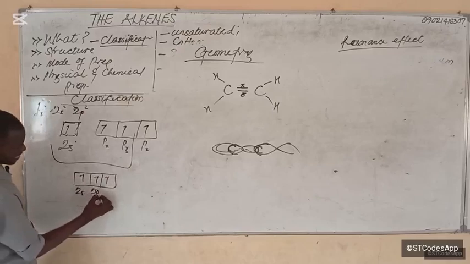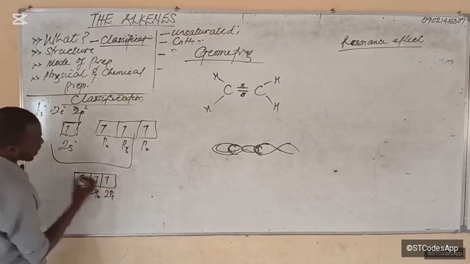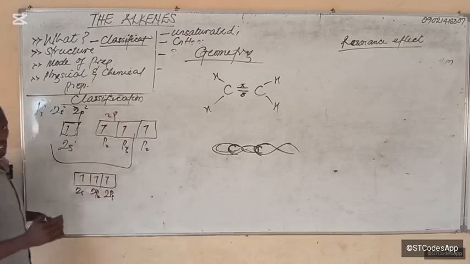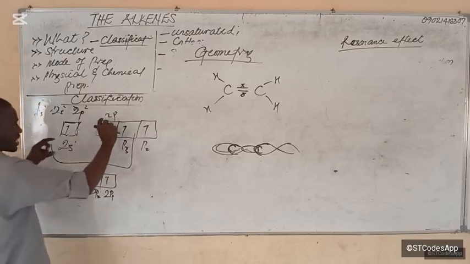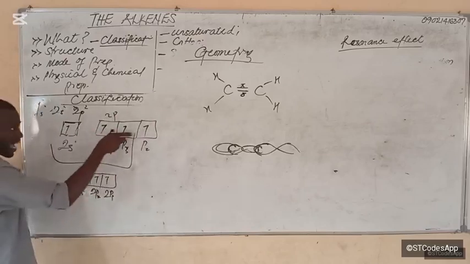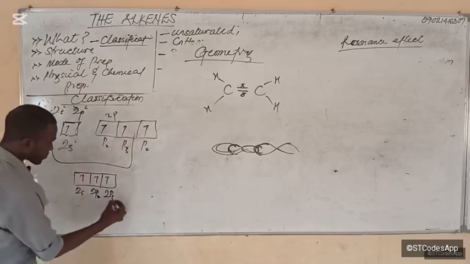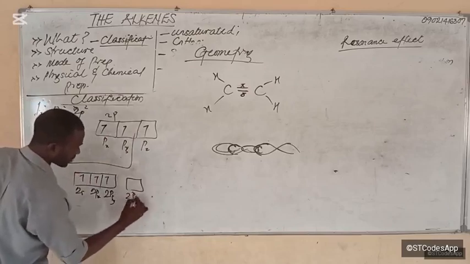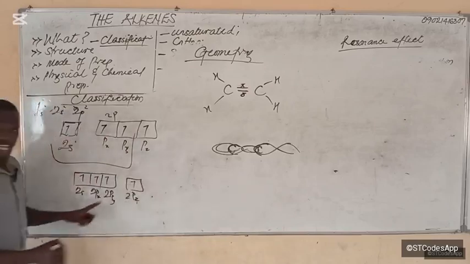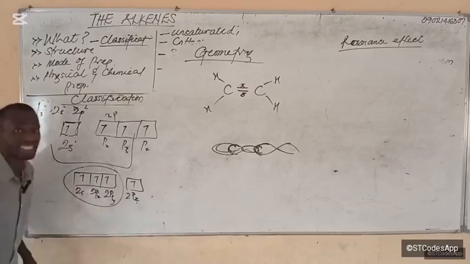2s, 2p sub x, and 2p sub y. You know this 2p orbital. Now, I drew them on the same level, even though one is slightly shifted a little from this because it's higher energy than this. All right, 2p sub y. Now, this guy, 2p sub z, is going to have one electron. So these two are hybridized.